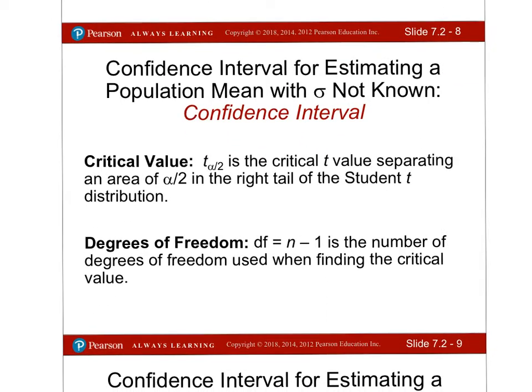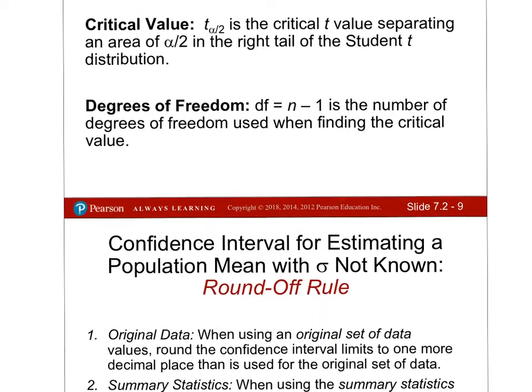All right. So the t sub alpha over 2 is the critical value that's separating the area, just like when we were using z sub alpha over 2. It's separating the area where we have alpha over 2 in the right tail of the student t-distribution. It's called a student t-distribution. Okay. Degrees of freedom is simply the sample size minus 1.